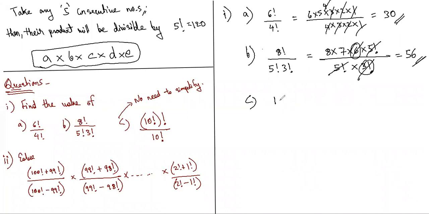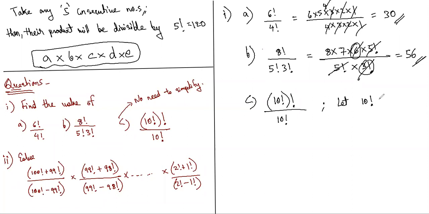Unfortunately, no one got the answer. 10 factorial is 3628800. No, I told you don't simplify. That's why I told in the question not to simplify. We don't know what 10 factorial is, and we don't have to know. That is the beauty. You don't have to do the calculation every time.